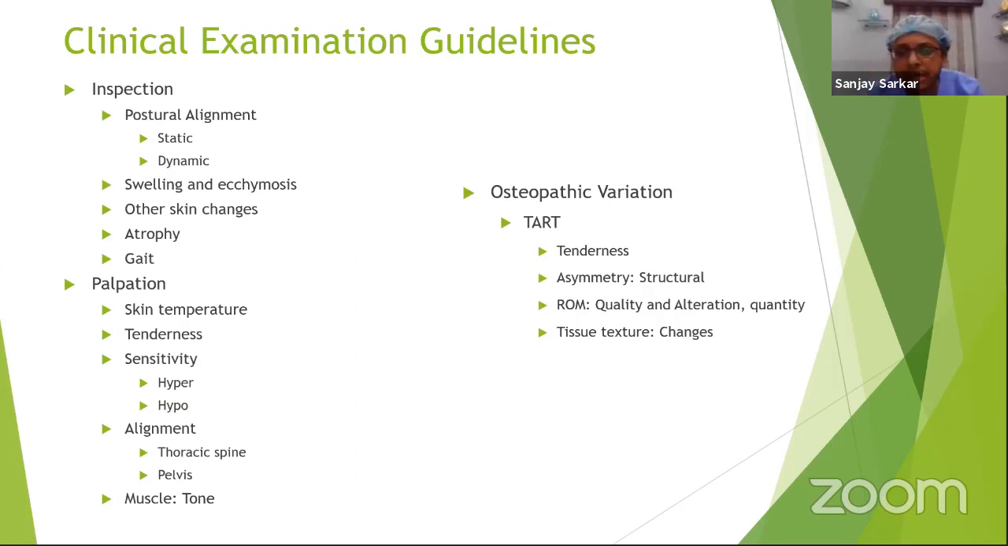So essentially what we are looking at is range of motion. We always use a goni to measure range of motion, but that's basically the quantity of range of motion available in the joint per se. But that doesn't give me the entire picture, right? The quality of motion and any alterations to the range of motion are also very critical for me. And what do we mean by that?